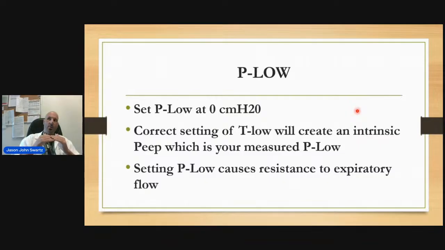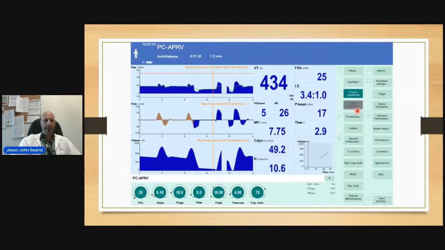It is just going to cause hypercapnia as well. So you're going to have more challenges with blood gases. So the P low needs to be set at 0 with your TCAV method.